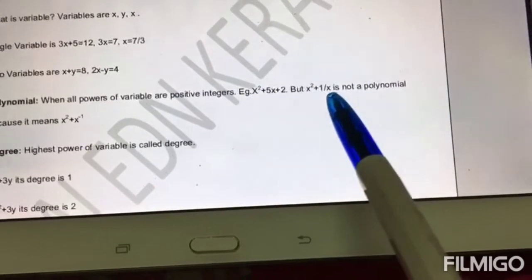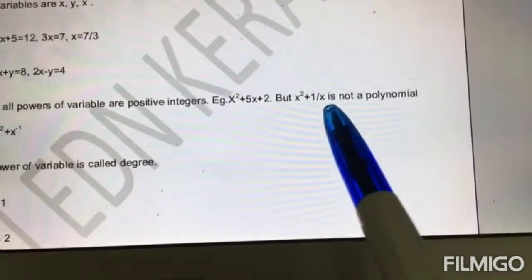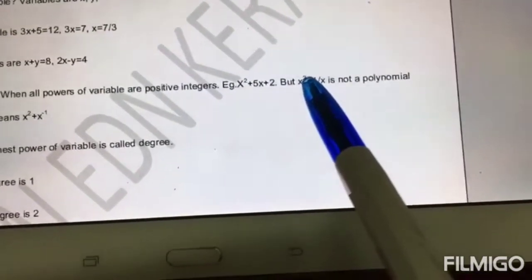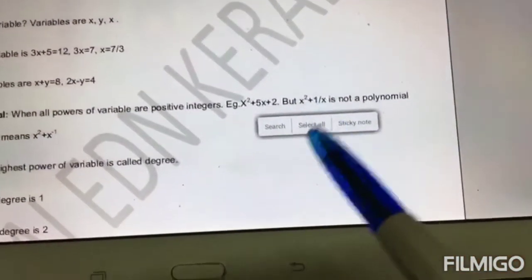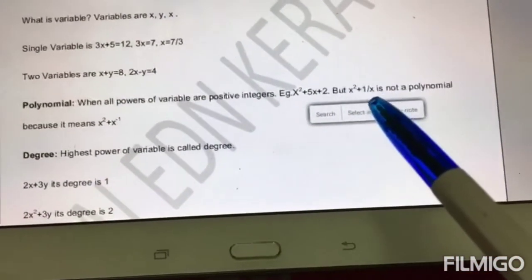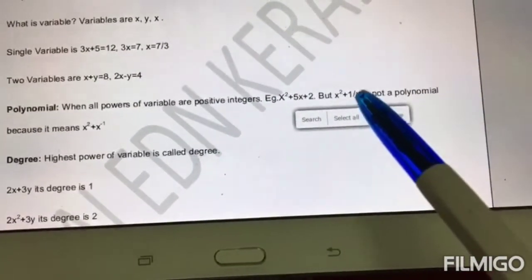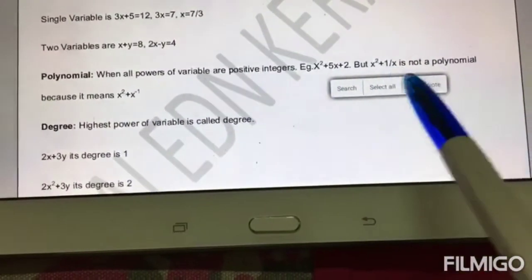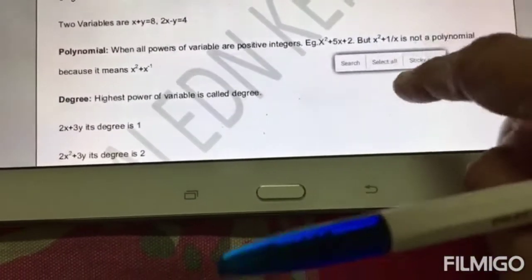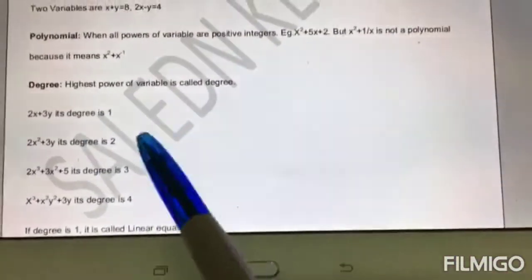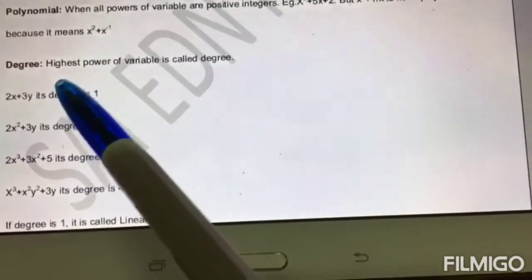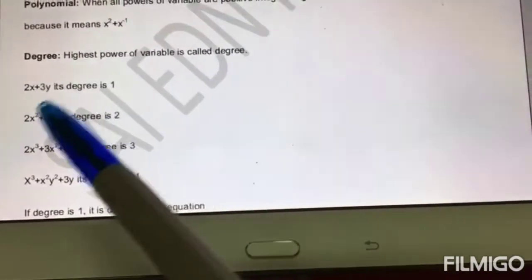But this expression, x squared plus 1 by x, is not a polynomial because here x has 2 as the power, positive, but this x has the power -1. Remember when we looked at exponents, we said that 1 by x could be written as x raised to -1, right? So since -1 is negative, we cannot call this expression a polynomial. Sometimes we are given many expressions where the powers of the variables are different.